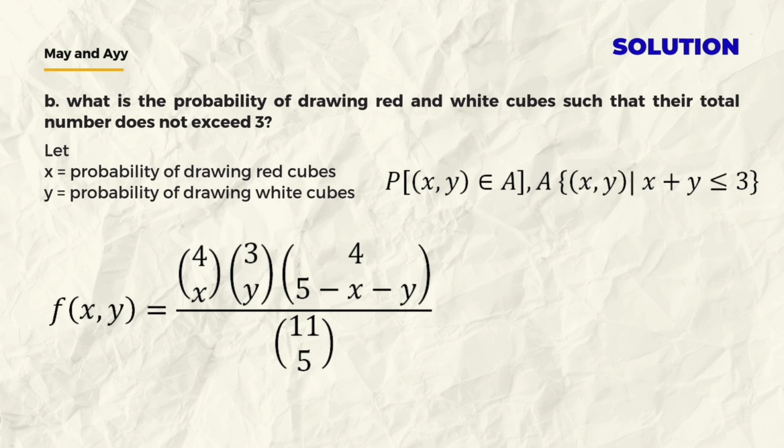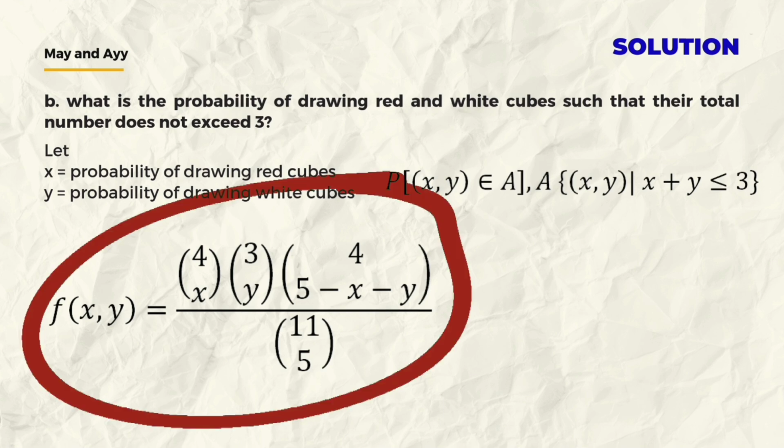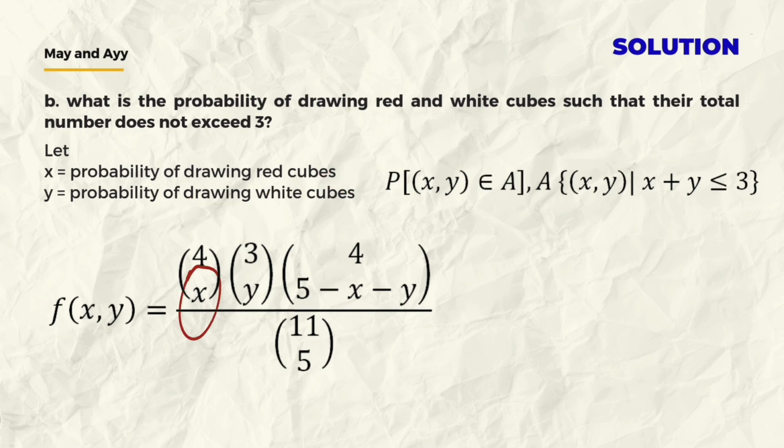Then we got a formula like this. X here means the number of red cubes thrown, and X can be 0, 1, 2, 3, or 4. And same as Y there, Y means the number of white cubes thrown, so Y can be 0, 1, 2, or 3.